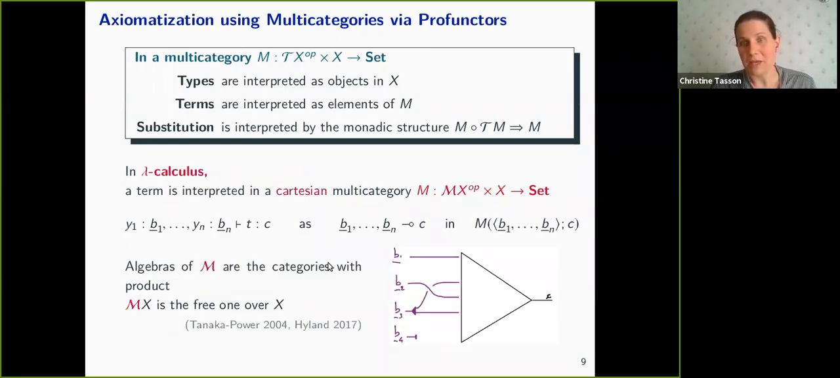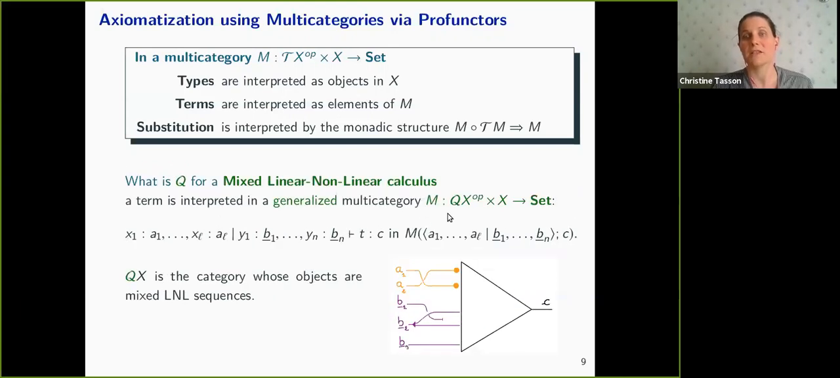For lambda calculus, it's about the same thing, but I just change the monad context. So now I want to have this sequence of objects with duplication and erasing. So what I do is I take the monad that generates freely categories with products, and its algebras are just categories with products. Okay, so this is for multiplicative linear logic and lambda calculus.